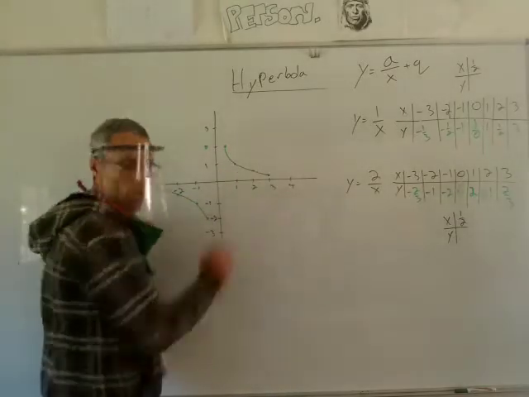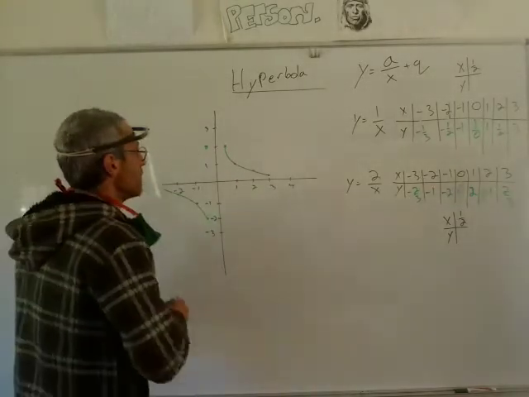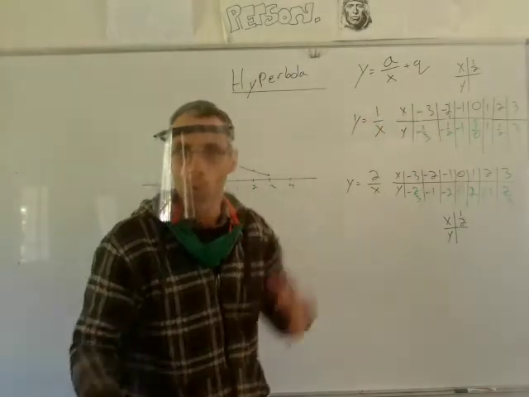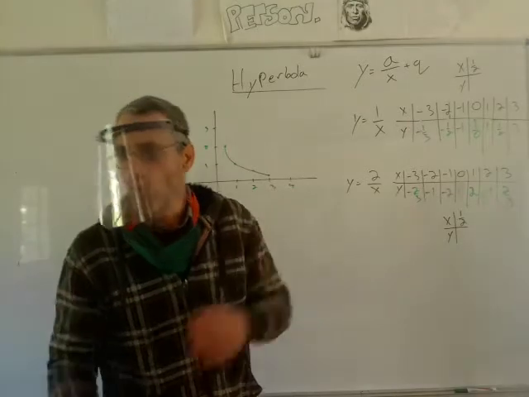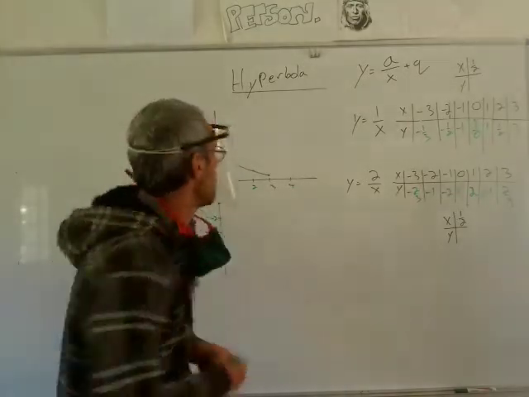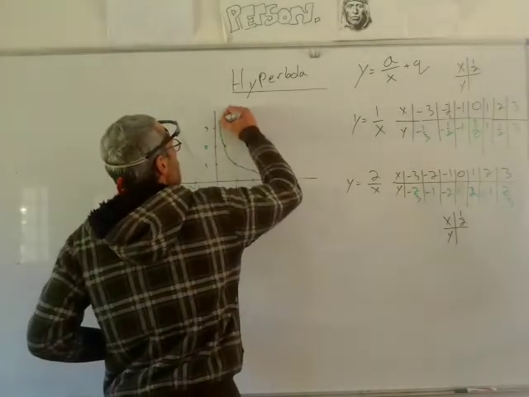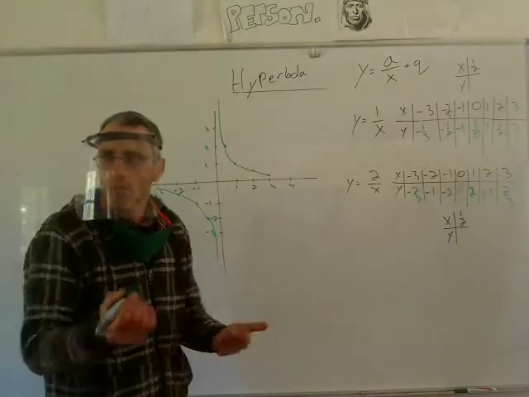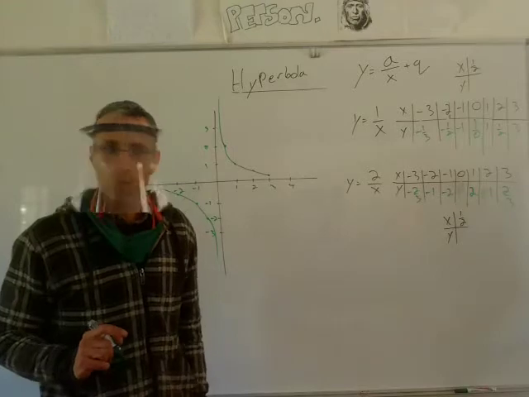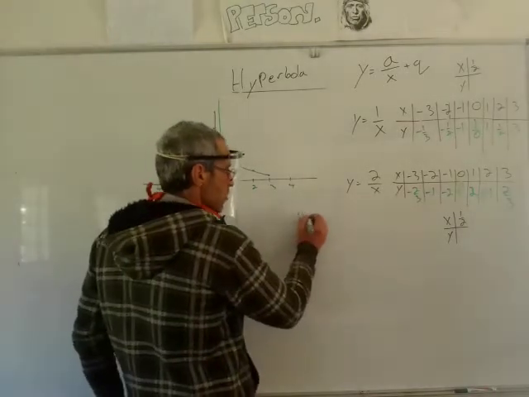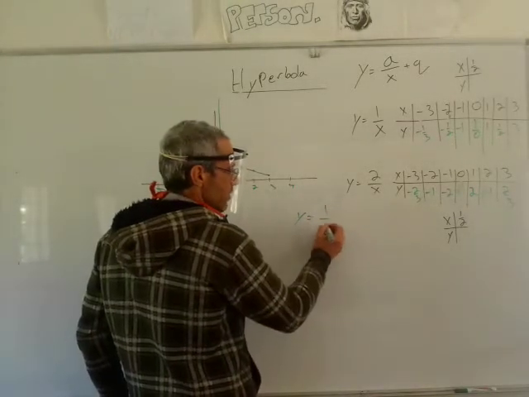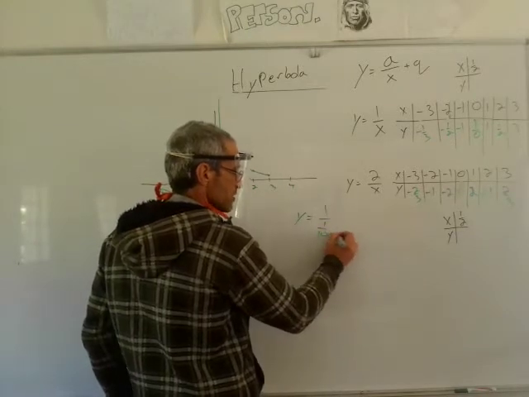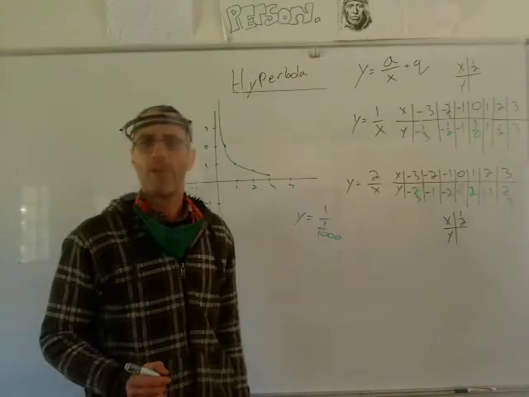So with this graph, if I ask you what happens to y when x is a quarter, or 1 over 10, or 1 over 100, that number is just going to get higher and higher. On the other side, the number is going to get lower and lower, never touching. Let's say I want to find y when x is equal to 1 over 1,000.